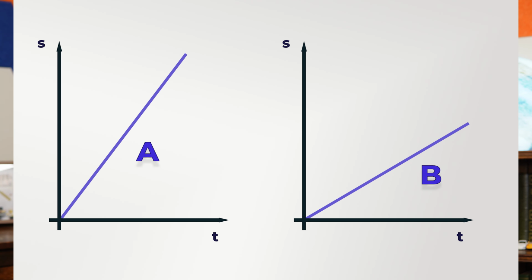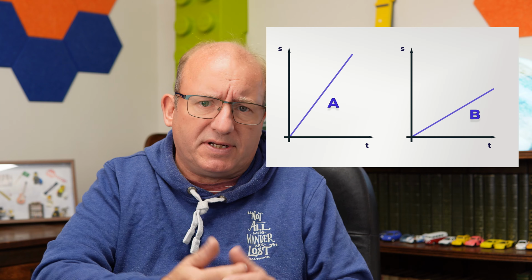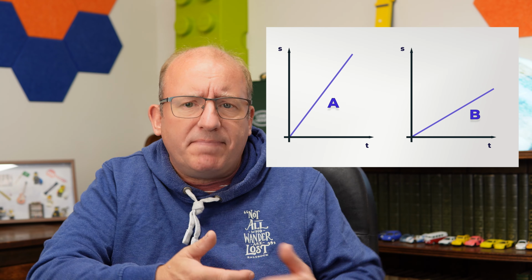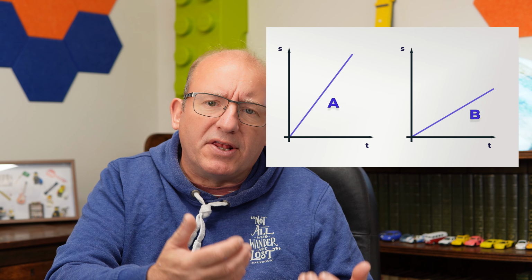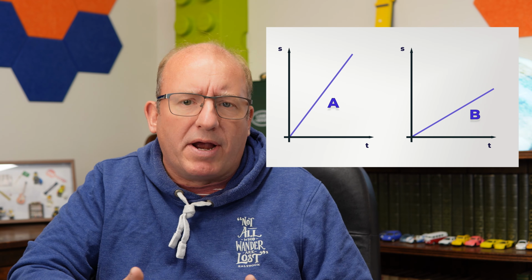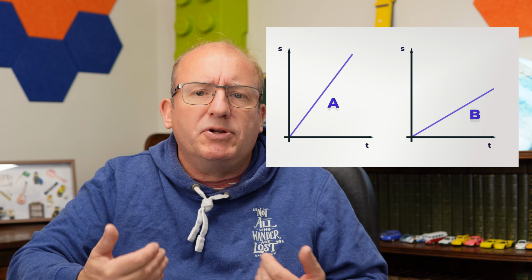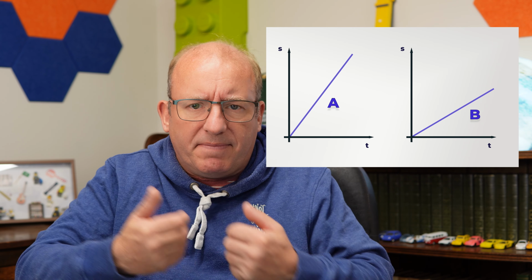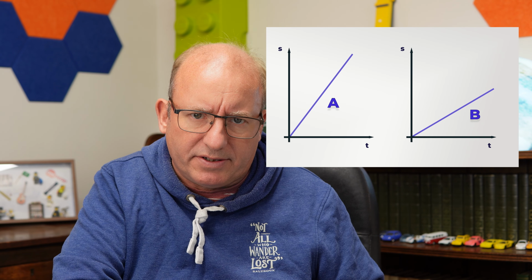Let's look at a couple of other graphs. In which graph is the object travelling fastest? Is it A or is it B? Hopefully you can see that in graph A there's a steeper gradient. That means the object must be travelling faster than it is in B, which has a shallower gradient.